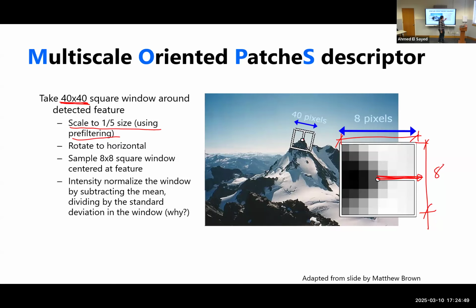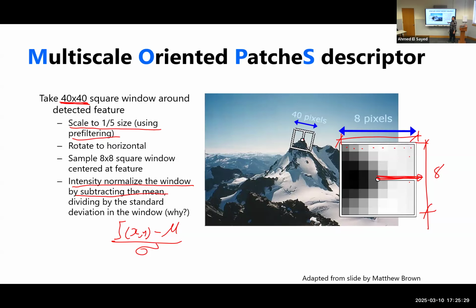Then sample 8 squares centered at the features. So those will be my 64 samples. Then I will do normalization by what? By subtracting the mean and dividing over the standard deviation. So I will use this technique: I(x, y) minus mu over sigma. Mu is the mean of the window, sigma is the standard deviation of my window.